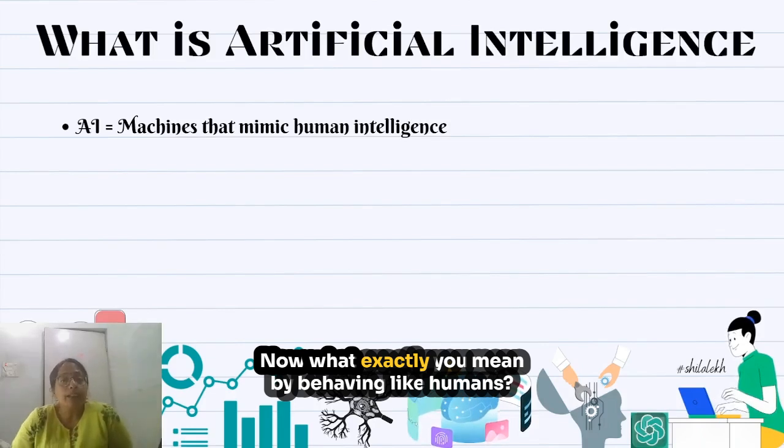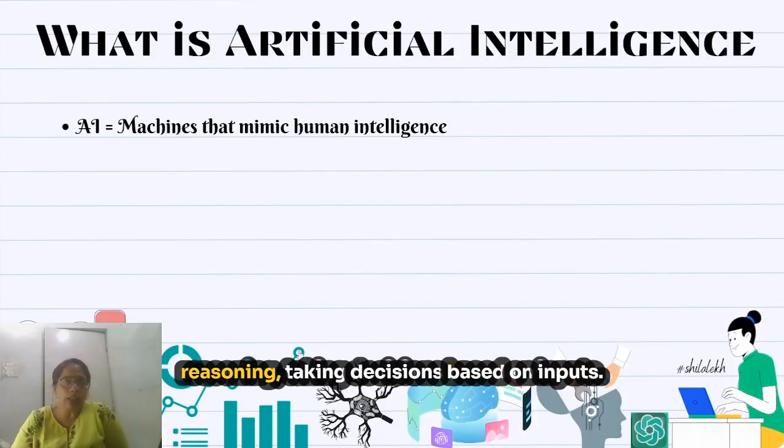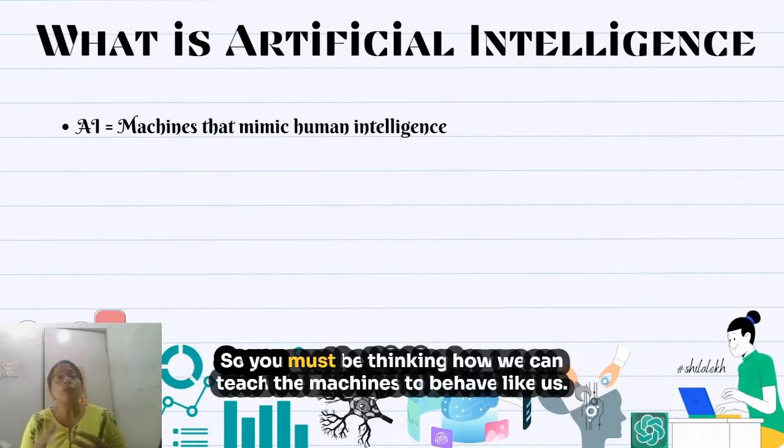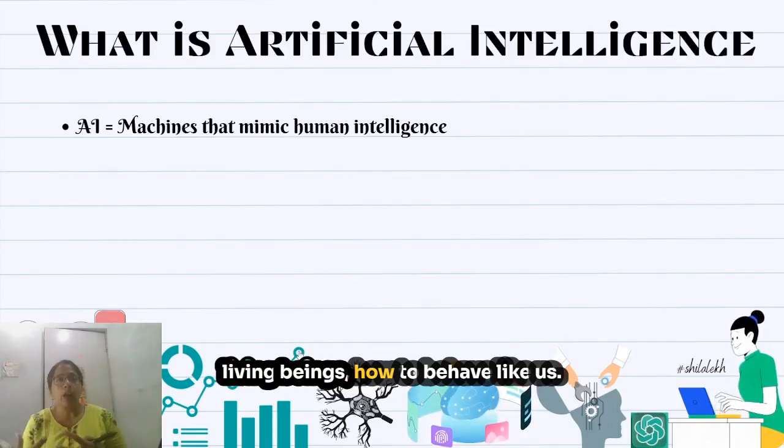Now, what exactly do you mean by behaving like humans? It means understanding things, understanding their surroundings, understanding logic, reasoning, taking decisions based on inputs. This is what it means to be artificially intelligent. So you must be thinking how we can teach the machines to behave like us. Okay, we have been doing this all along. It is just that we teach living things, living beings, how to behave like us.